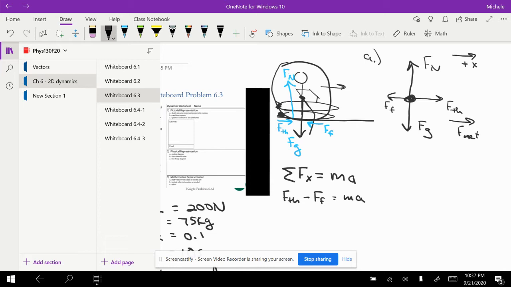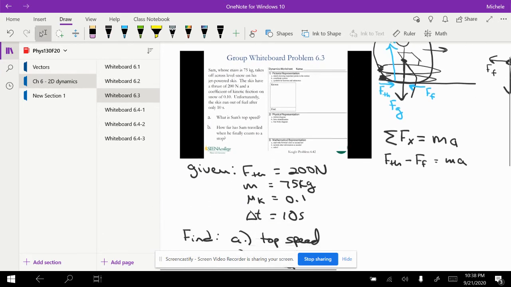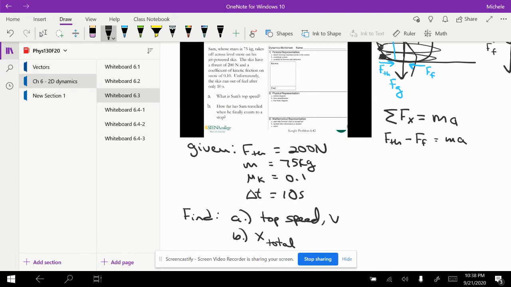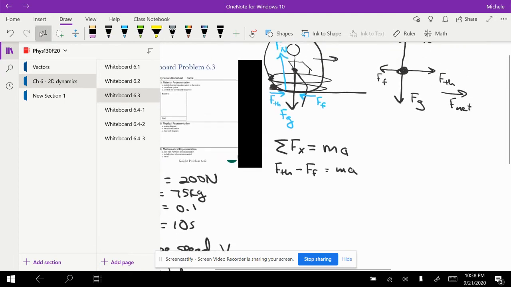And so in order to find top speed, which is v, we're looking for v. So it'd be really nice to have our acceleration. So this is what we're looking for. Let's look for that. We're going to divide both sides by a.